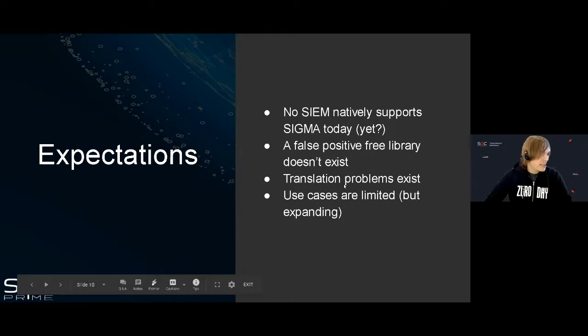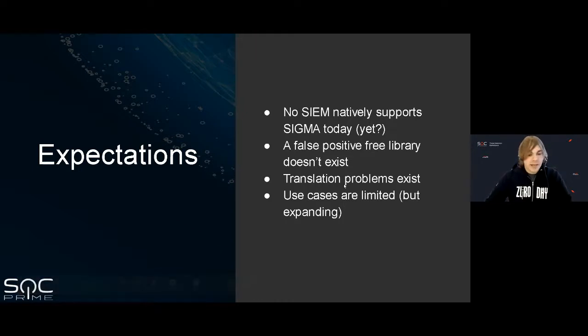Translation problems exist. Sigma is like a meta language, and the backend translations aren't always 100% perfect, and it's something that is continuously evolving and improving. And some of those translation problems might seem to exist, but later we'll talk about backend options, which can help you solve some translation problems.